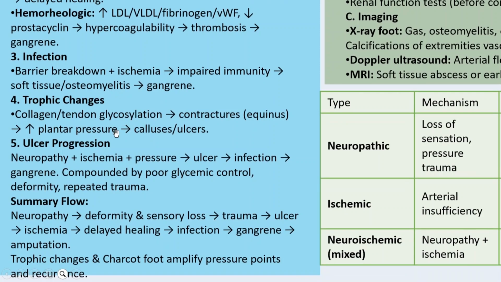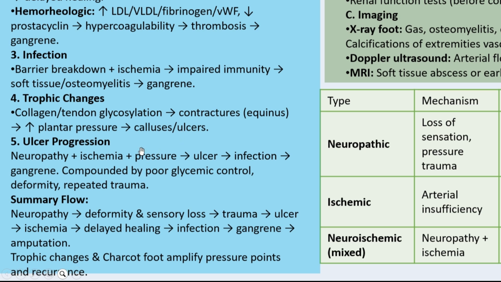Then we have the trophic changes, whereby we have collagen and chondroitin glycosylation because we have a lot of glucose in the blood. So there is non-enzymatic glycosylation of these tendons. And when these tendons are glycosylated, they're going to contract, we're going to have contractures, and we can have deformities like the equinus. And these are going to also increase the plantar pressure on these areas, and we're going to have formation of calluses, and these calluses predispose someone to getting ulcers.